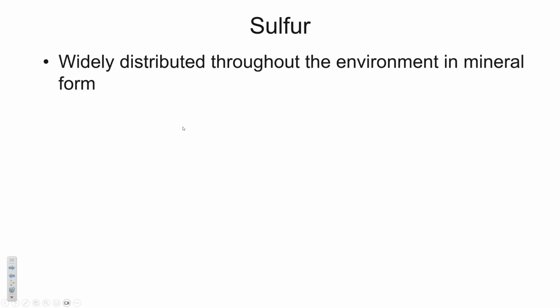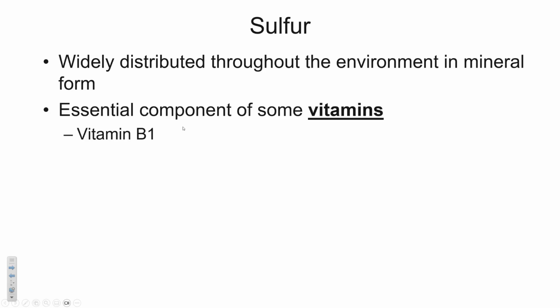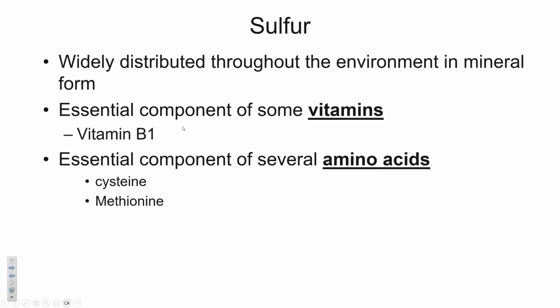Next one here, last one on the list is sulfur. Sulfur is one that's super important, but also not needed in large abundance, but it's a key building block for essential vitamins, like vitamin B1 is an example. Also another key building block for some of the amino acids, like cysteine and methionine. These are 2 of your 20 amino acids.